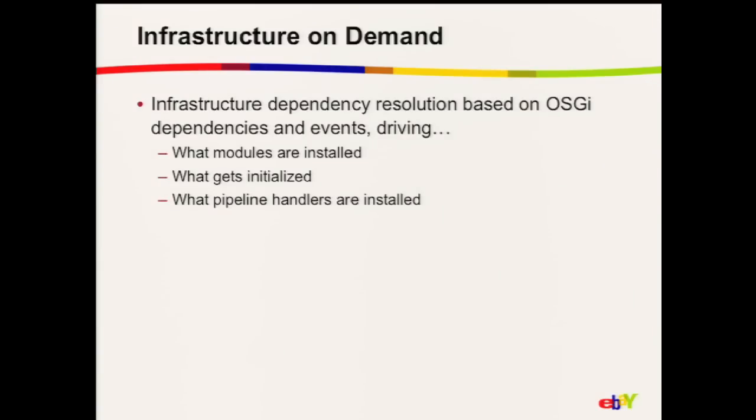So infrastructure on demand. This is nothing but how we use OSGi's extender pattern. So we use bundle tracker, which is a way to asynchronously monitor all the lifecycle events of the bundle. So we have a mechanism in the kernel where it tracks every bundle, and for this particular bundle, we look into the manifest, and if there are any special headers, we do some special parsing.